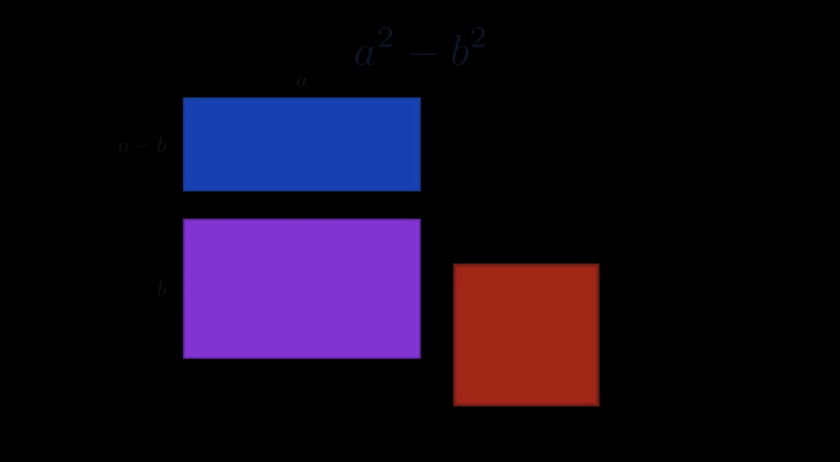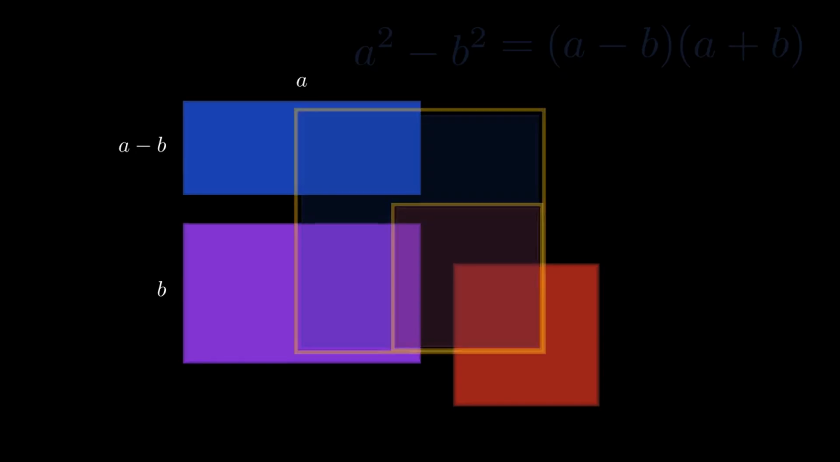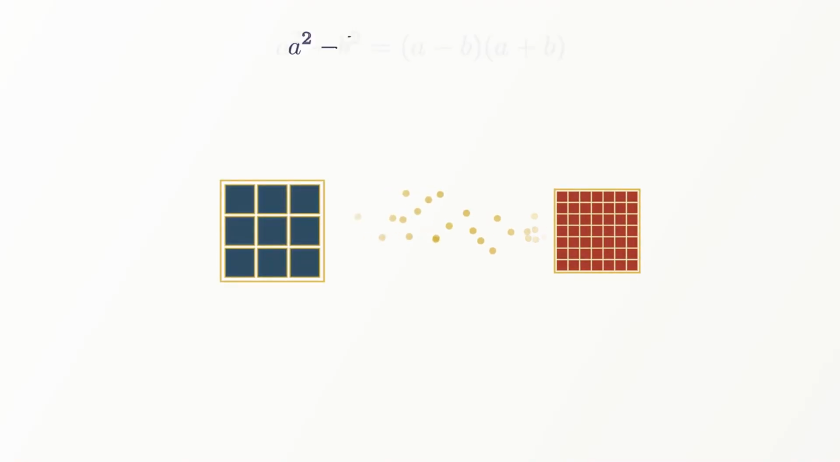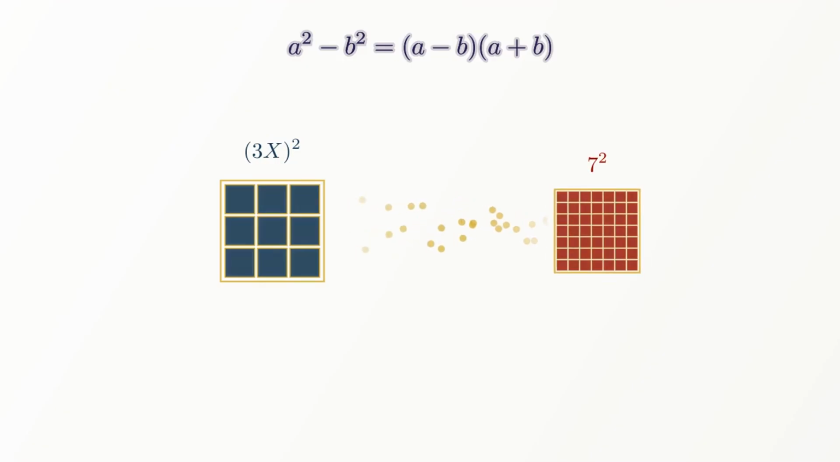The difference of squares pattern states that a squared minus b squared equals the quantity a minus b times the quantity a plus b. Notice the perfect squares and the minus sign. For example, to factor 9x squared minus 49, we recognize that 9x squared is the square of 3x, and 49 is the square of 7. So our factors are 3x minus 7 and 3x plus 7.